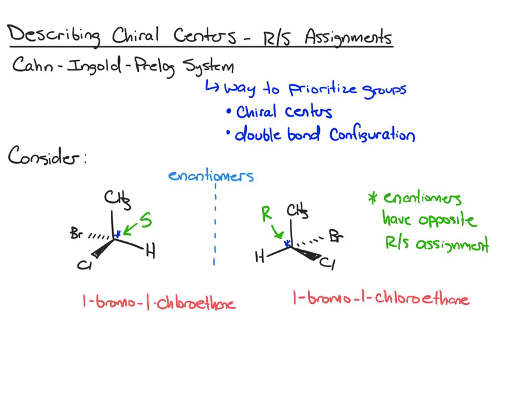And that brings us to an important feature, that enantiomers will have opposite R/S assignments. If one molecule has an S assignment, its enantiomer will have the R assignment. And the way you tell this to the reader is you start the IUPAC name with the particular R/S assignment assigned to the chiral center.